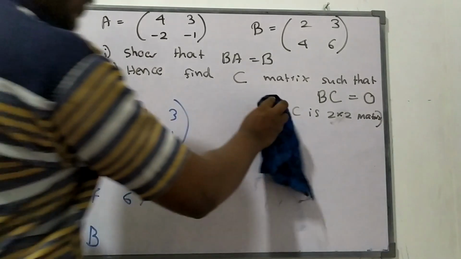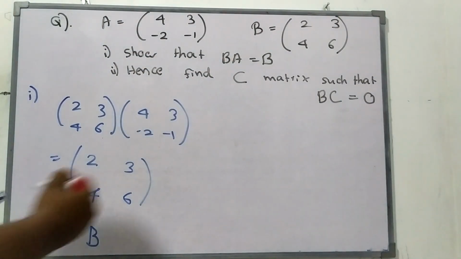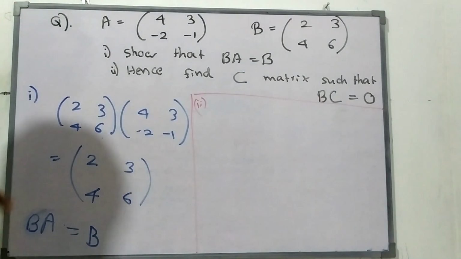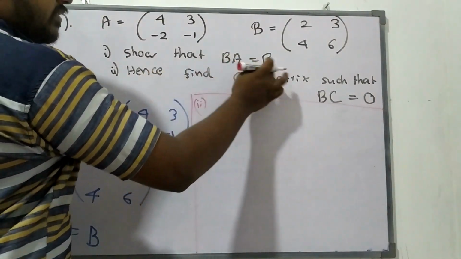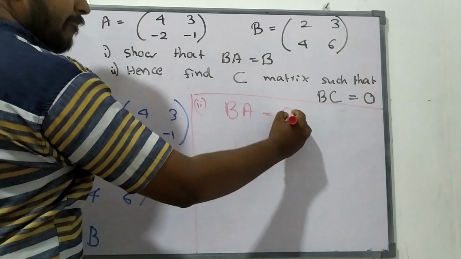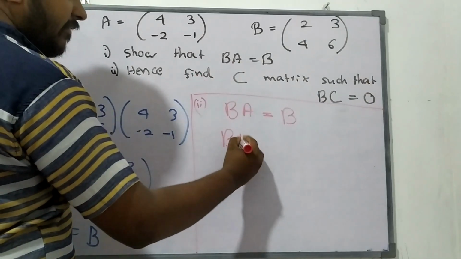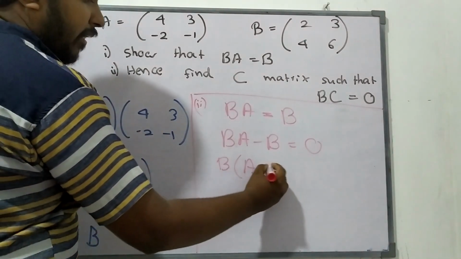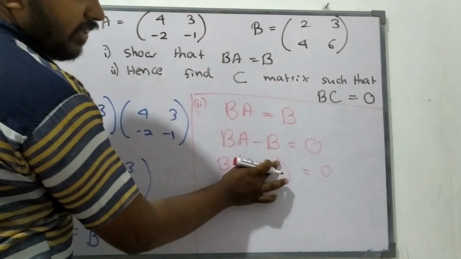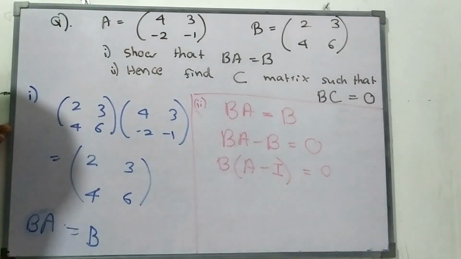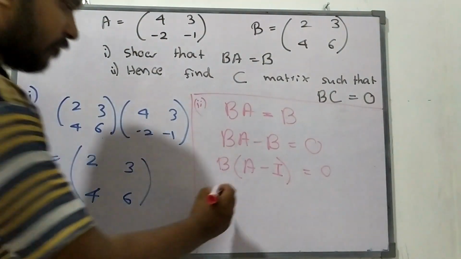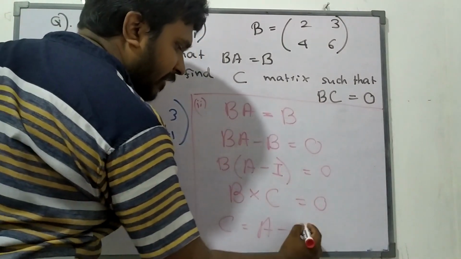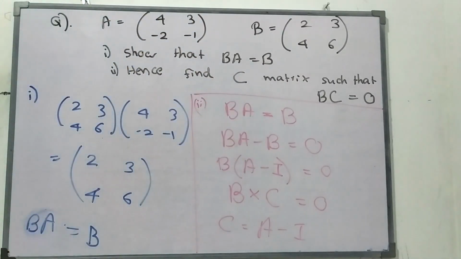How to find the second row? Hence find Z. Hence means we can use this result. BA equals B. I'm pulling everything to one side and taking B out. A minus I, where 1 in matrices is I. Right now it's B into Z. Therefore Z will be A minus I. What is A minus I?